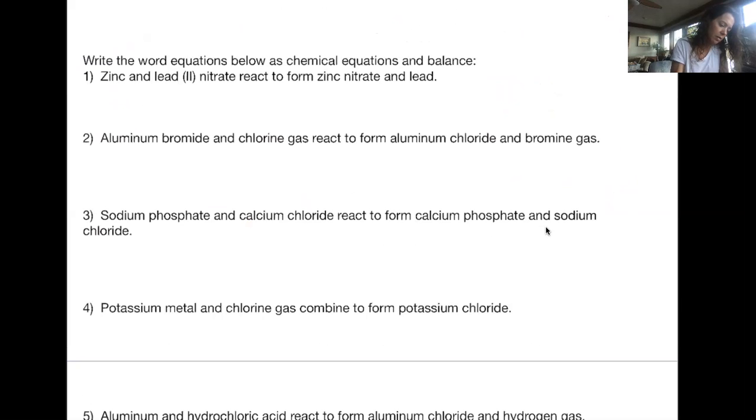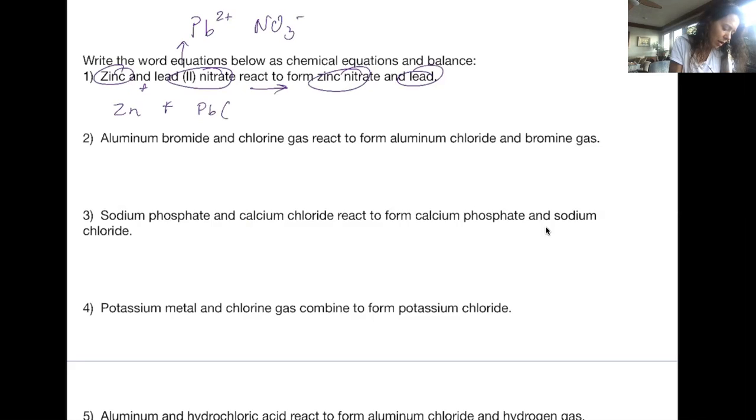The more you do, the better you are. All right, zinc and lead 2 nitrate react to form zinc nitrate and lead. All right, zinc. By itself, what do you ask yourself? Is it diatomic? No. Leave it alone. And plus lead 2 nitrate. Pause. Get the formula. I'm going to walk through it. If you don't get what I get, lead 2 nitrate, Pb2 plus, NO3 negative, Pb(NO3)2. React to form is an arrow. You should be back now.